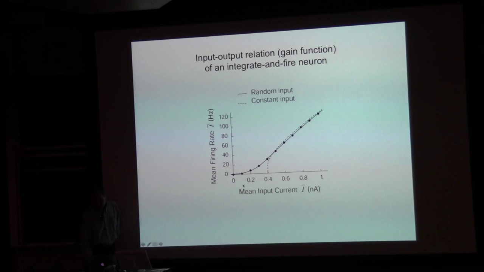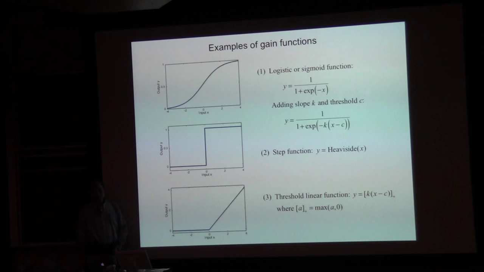So basically, in this kind of model, you describe a neuron as an input-output device. You give input, there's output. This transfer function just looks like this. The typically used input-output relationship for a single neuron in this kind of model is called the firing rate model. Those three are the most typical.